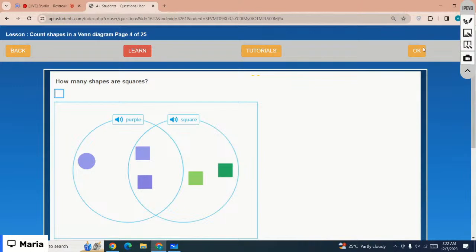How many shapes are square? How many shapes are square? You just have to count the squares, no matter what color it is, right? The correct option is 4.